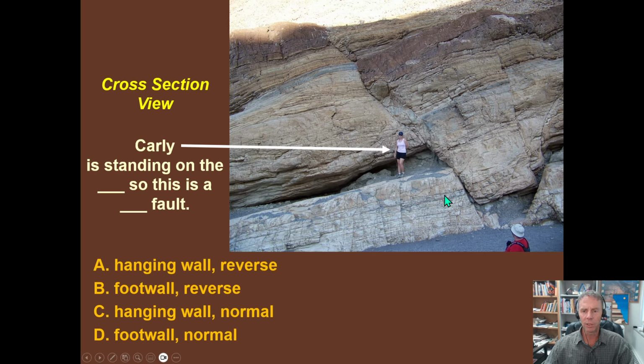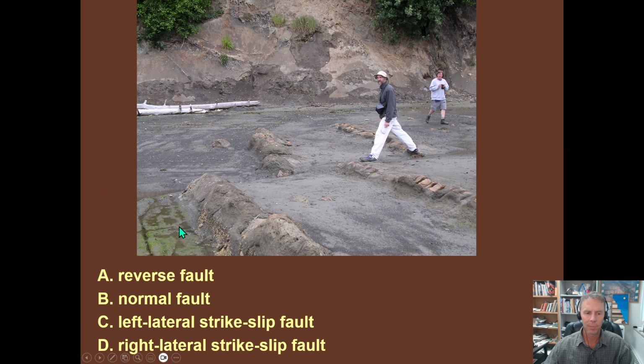Next thing we need to do is see how things have been displaced, which sides moved up, which sides moved down. Probably the easiest thing here is this red layer. You can see it on this side of the fault, and then just over here on this side of the fault. So clearly the foot wall side appears to have moved up relative to the hanging wall side. Foot wall up, hanging wall down is what we define as a normal fault. So foot wall and normal, that would make the answer D. So this one was D.